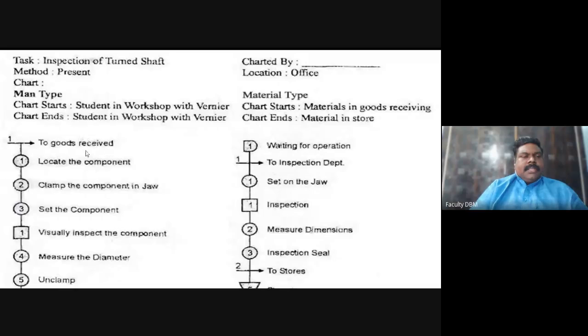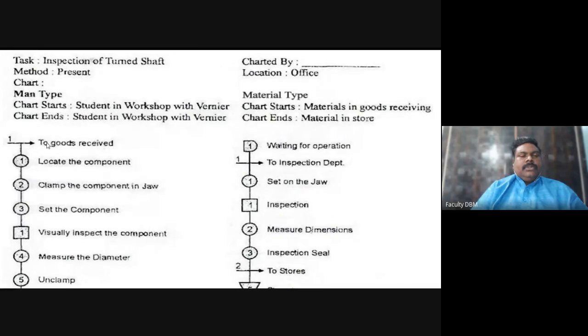Inspection turnout. I have taken an example here. You see that an arrow shows the goods received, and here the round is operation. Locate the component. The second step is clamp the component in the jaw. Set the component. Visual inspection. If you are doing inspection, the box is a square box. If it is operation, it is a circle. If it is a movement of anything, it is shown by the arrow.